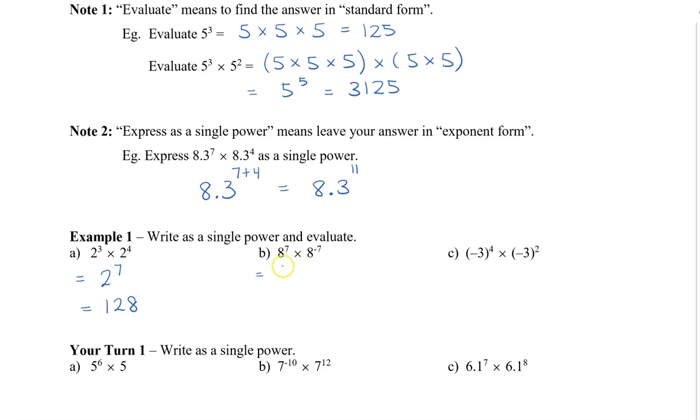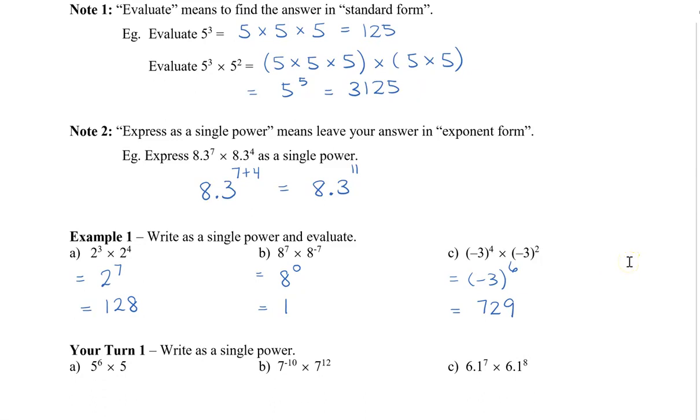And the next one, we have 8 as our base. And then 7 plus negative 7 is going to give us 0. And if you recall, any power with an exponent of 0 is equal to 1. All right, and the last one here, we have a common base of negative 3, and we're going to add our exponents. So 4 plus 2 is 6. And then negative 3 to the power of 6 means that we have 6 negative 3's multiplied together, and that actually gives us 729. So that's how you use and apply the product of powers law.